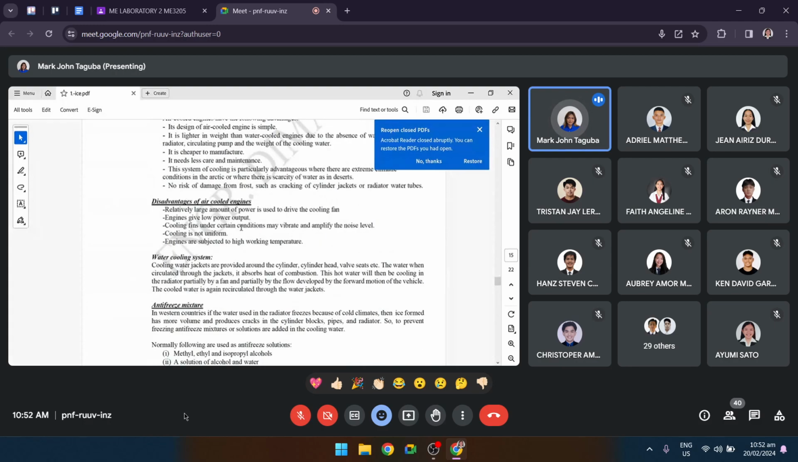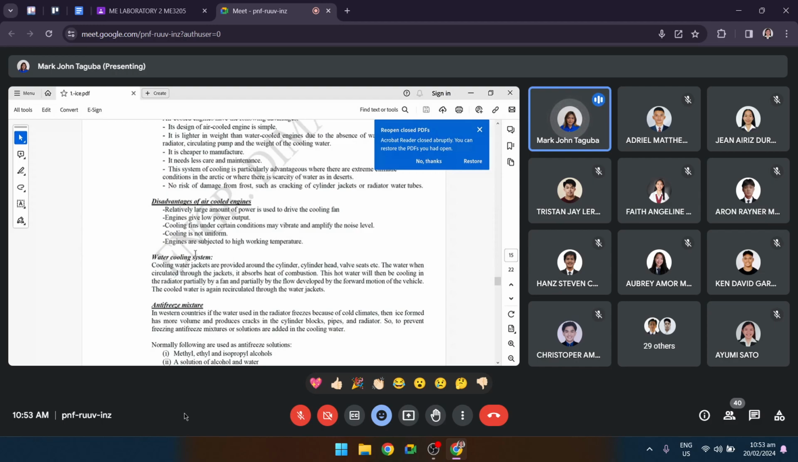And then for the water cooling system, cooling water jackets are provided around the cylinder head, valve seats, and etc. So the water, when circulated through the jacket, absorbs heat of combustion. So this hot water will then be cooled in the radiator partially by a fan and partially by the flow developed by the forward motion of the vehicle. So the cooled water is again recirculated through the water jacket. So pinakita naman dun sa video natin na una kanina kung paano nagwo-work yung ating water cooling system.